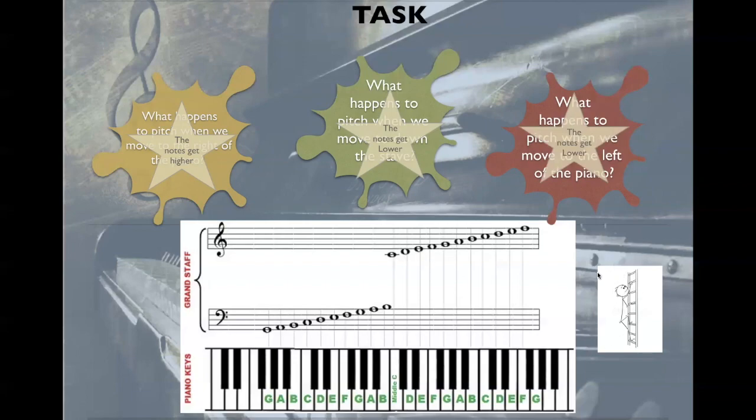So it is a ladder. When you climb up the ladder, you're going to get higher. When you climb down the ladder, you're going to get lower. And we know the order of the keys on the piano: when we move to the right-hand side, it gets higher. When we move to the left-hand side, it gets lower. Yeah?